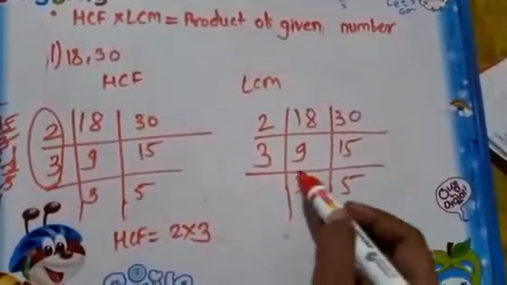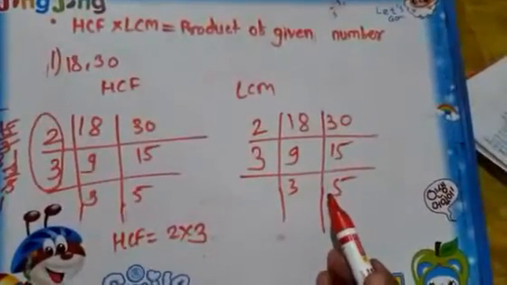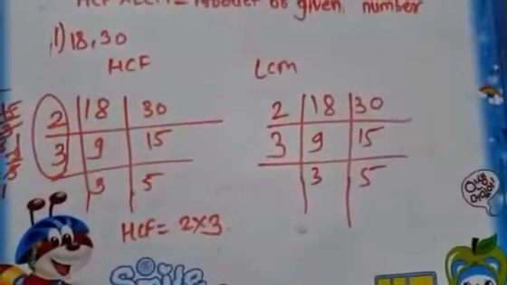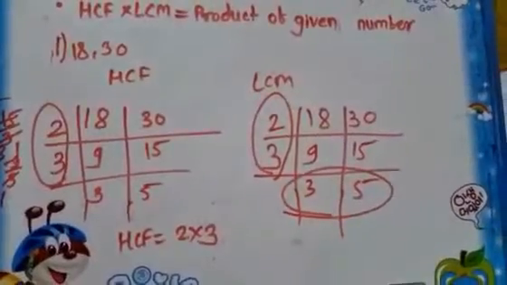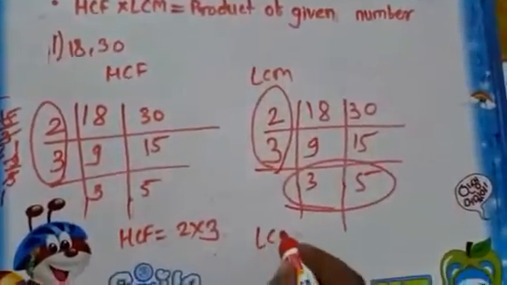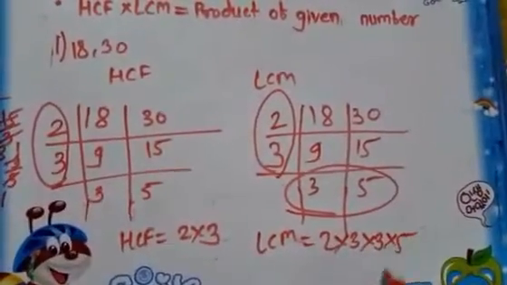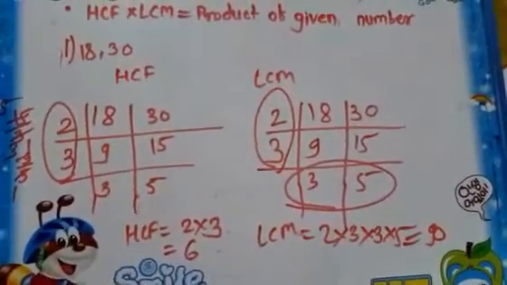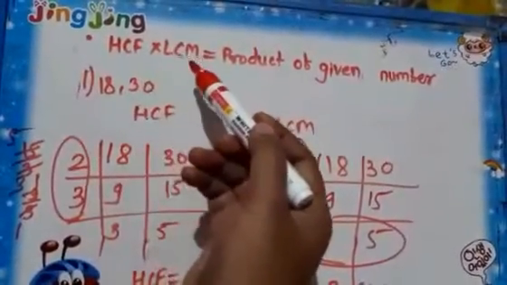Now, at this step, you can see here is 3 and 5. 3 is prime and 5 is prime, so further taking of common factors is not possible. We can stop here. These are prime numbers, so all their multiplication is LCM. So, LCM is equal to 2 into 3 into 3 into 5, so it will be 90.